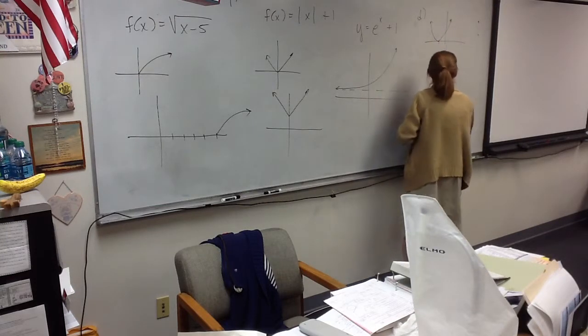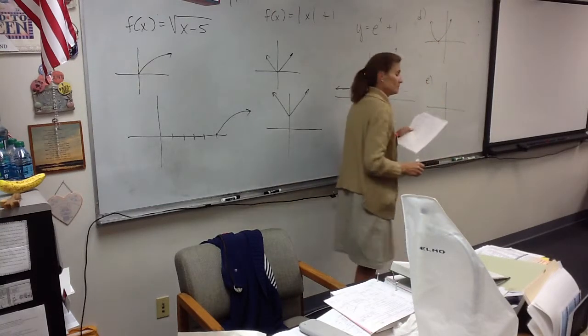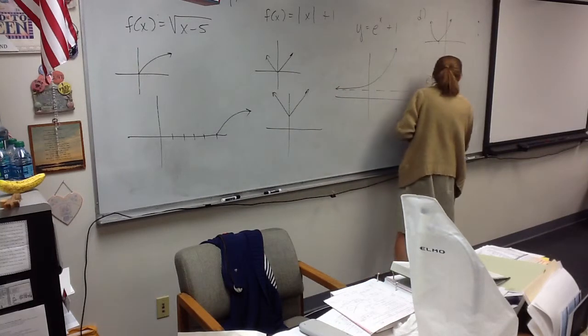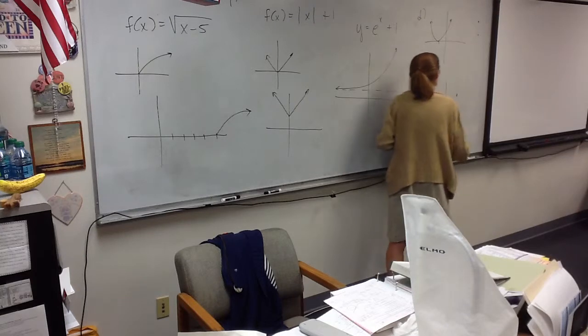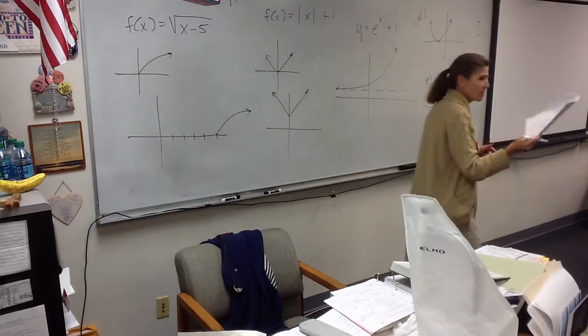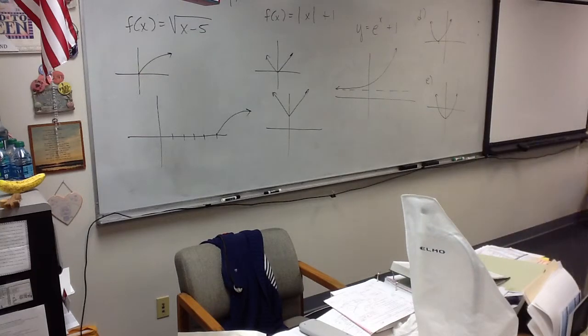Tell me about E. Goes down 1. It's the same parabola, but it goes down 1. How do we know it's a parabola? Square. The squaring function. You're going to have that memorized. That's on your note cards.